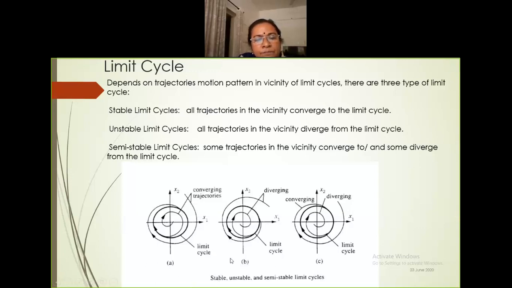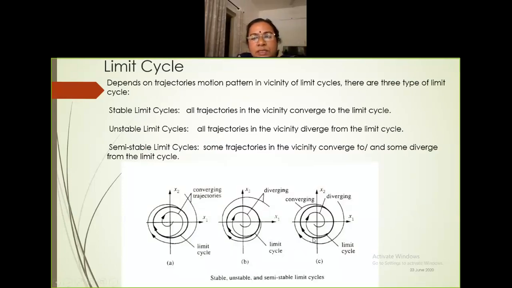Clear? Then the next figure you take, the unstable one. Why is it unstable? Just see the closed curve. This is a limit cycle, an isolated closed curve. Now see the nearby trajectories. You can see that this trajectory is going away from that closed path, isn't it? Take this curve, it is also going away from the closed path. So that is why this is called an unstable limit cycle.